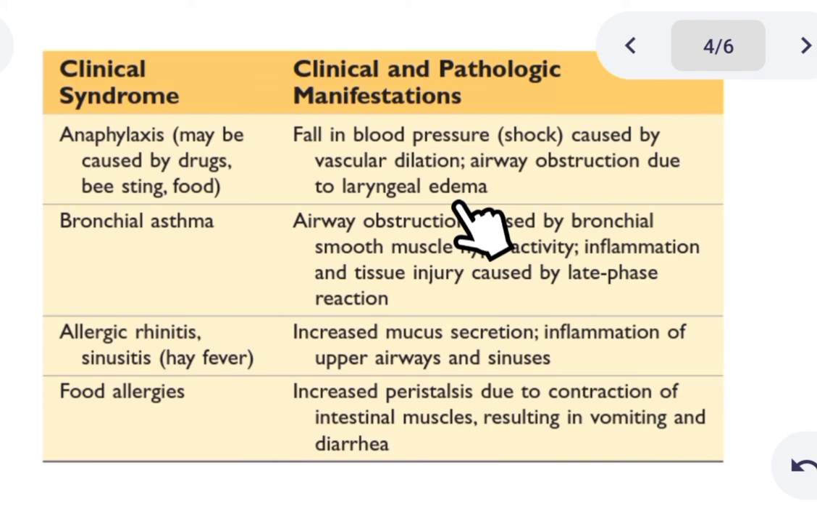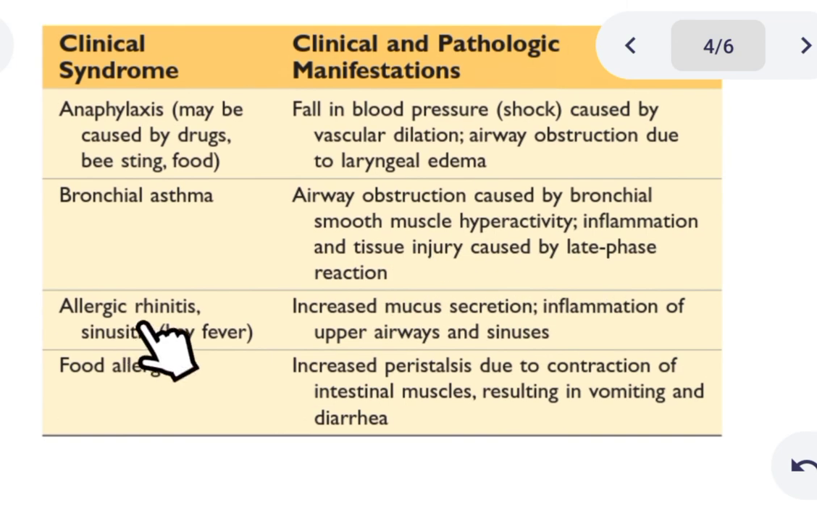The other clinical syndrome is bronchial asthma. Bronchial asthma causes air obstruction caused by bronchial smooth muscle hyperactivity, inflammation, and tissue injury caused by the late phase reaction. We have also allergic rhinitis sinusitis, which is also known as hay fever. It is caused by increased mucus secretion and inflammation of the upper airways and sinuses. Then also food allergies. They increase peristalsis due to contraction of intestinal muscles, resulting in vomiting and diarrhea.